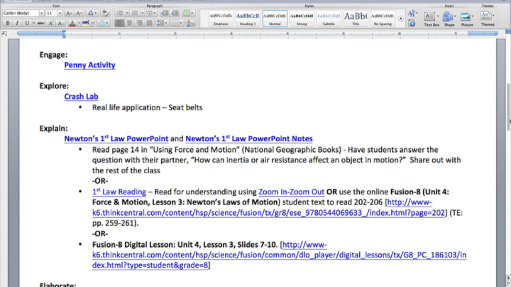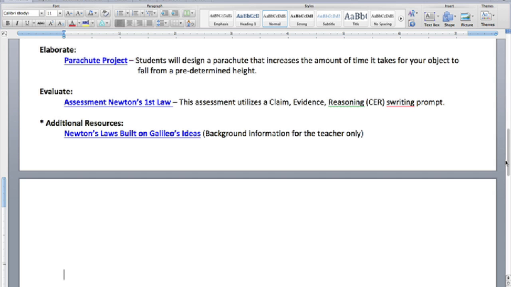Explore and explain are the meat of the lesson where the students are provided opportunities for exploration and questioning that leads to developing the understanding of the concept. The elaborate part of the lesson is where the transfer of other related concepts and application to the real world would occur.